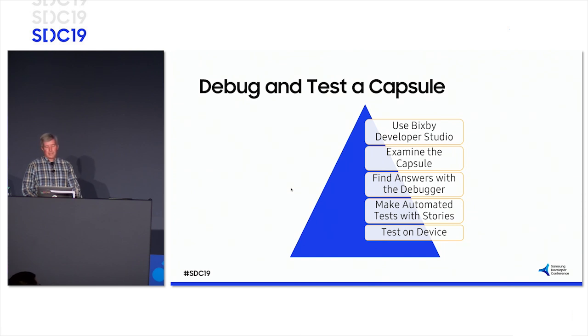First, we're going to look at it with Bixby Developer Studio to examine the capsule itself, figure out what it's made of, how it works. We'll use the debugger to find answers to some difficult questions. And we'll make some tests. We call them stories. Finally, we'll test it on this Note 9 right here. Show you how you can test your capsule on a device.